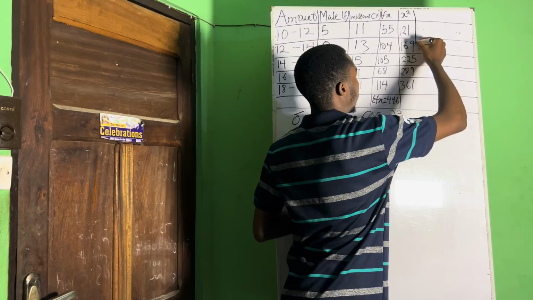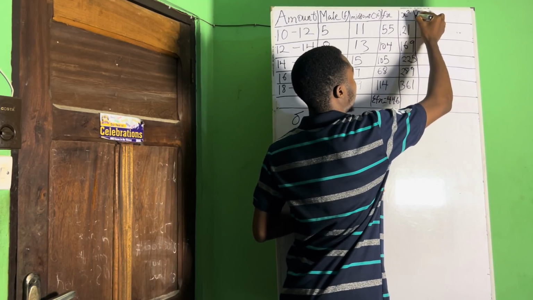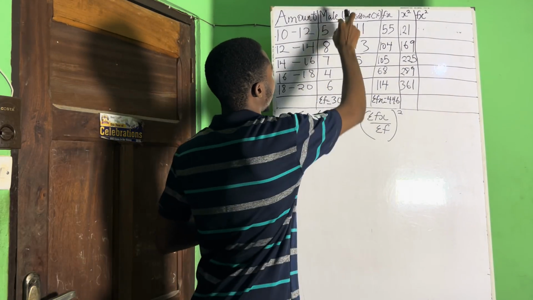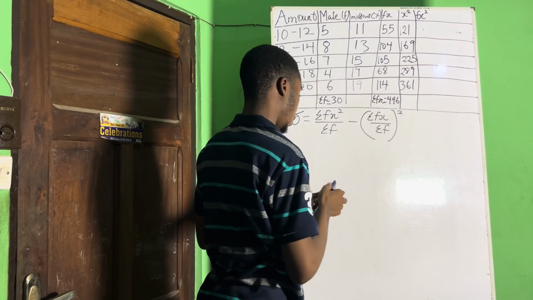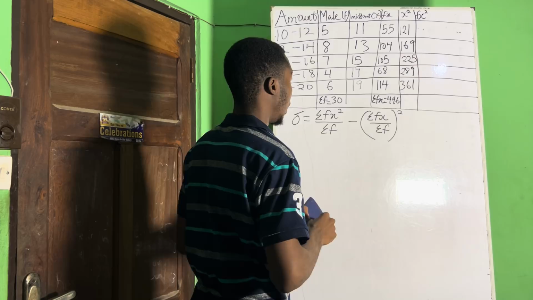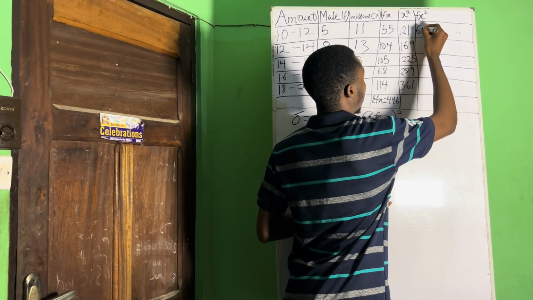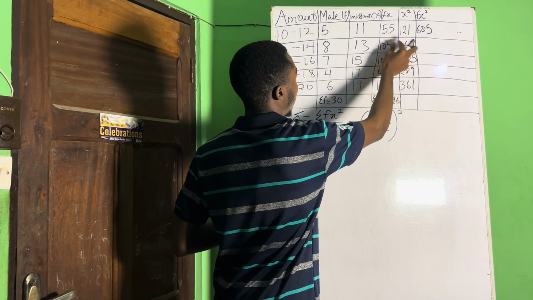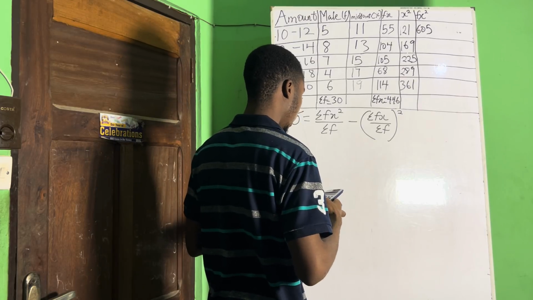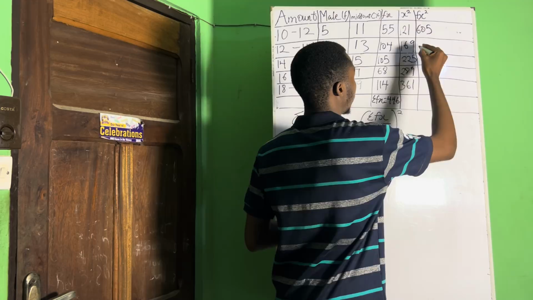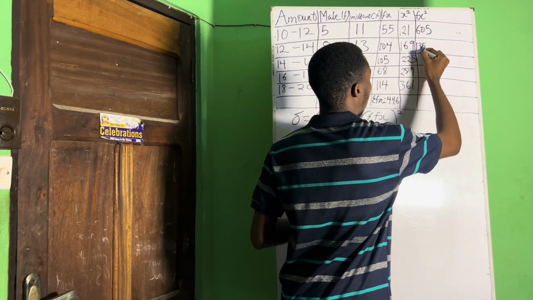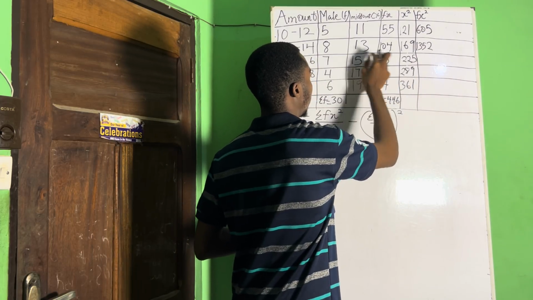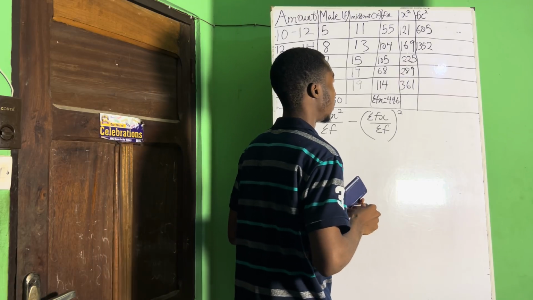So let me just draw a table for it. So we have fx squared. So now these are f, these are x squared. So 5 times 121, we are getting 605. Then our next f, so 8 times the x squared, which is 169. So 8 times 169, we are getting 1352. So the next one, we have our f to be 7 and our x squared to be 225. So 7 times 225, we are getting 1575.